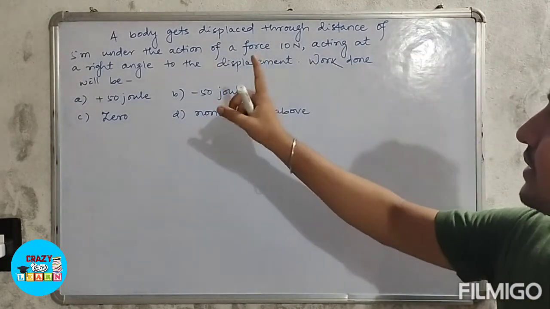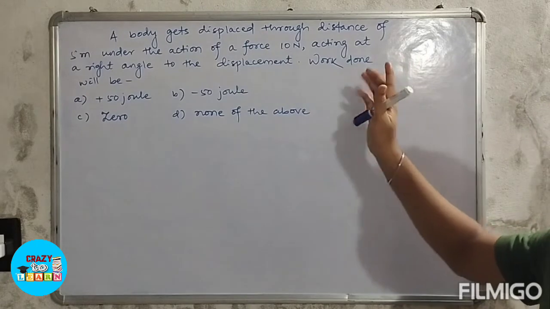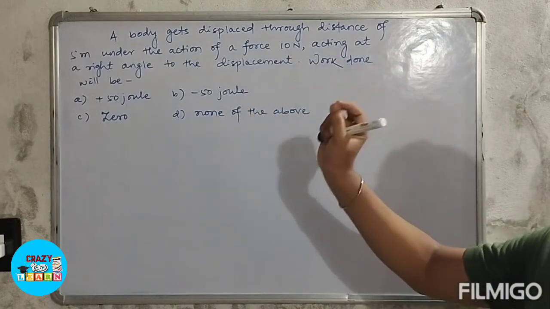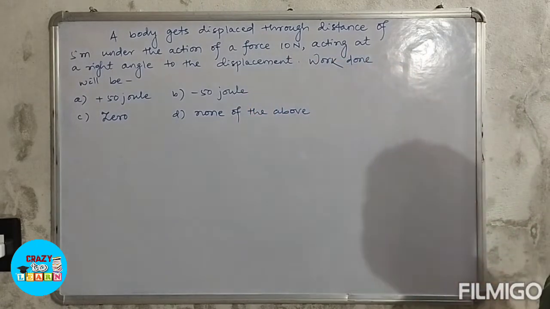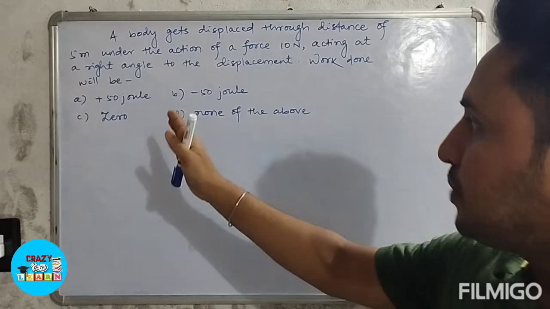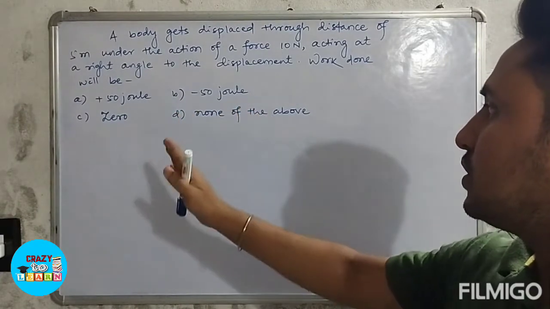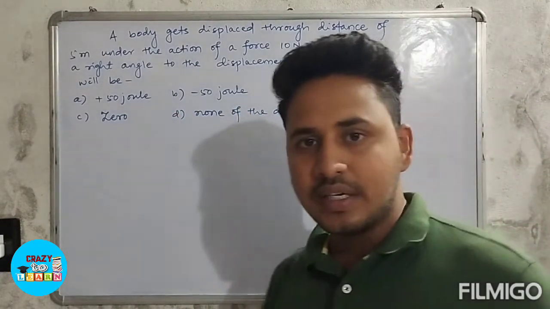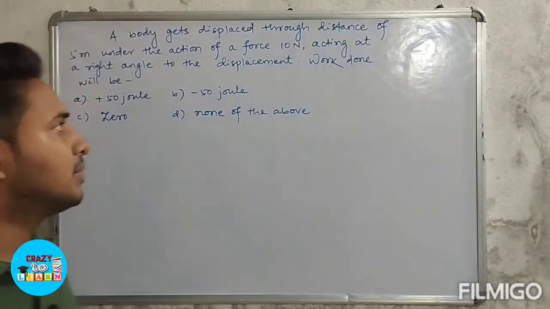A body gets displaced through a distance of 5 meter under the action of a force 10 Newton acting at a right angle to the displacement. Then work done will be plus 50 joule, minus 50 joule, 0, or none of the above. It is a direct question. We will start from easy questions.